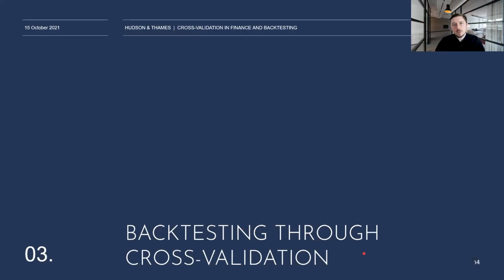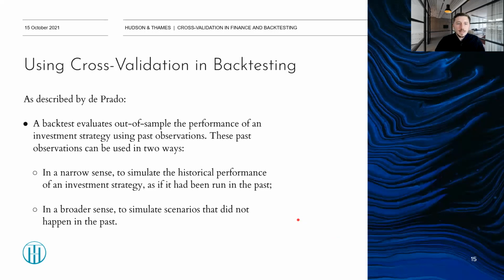Now, backtesting through cross-validation. Backtesting, according to Prado, can be described as follows. A backtest evaluates out of sample performance of an investment strategy using past observations. And the past observations can be used in two ways. One, in a more narrow sense, is simulating the historical performance of an investment strategy as if it had been run in the past, meaning that we're taking a part of information from the past, training a model on it, and then testing it on data from the future that the model didn't previously see. This is called the walk-forward method of backtesting, and it's very widely used.